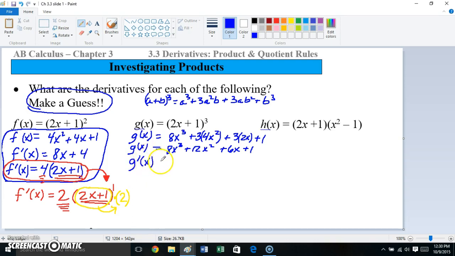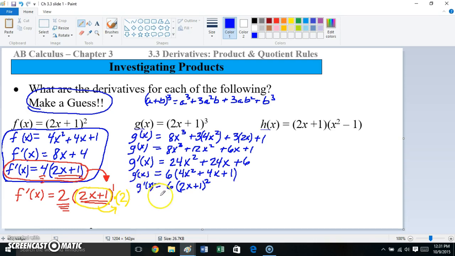All right, just using the power rule, our derivative would be 24x squared plus 24x plus 6. All right, I am going to factor as best I can. Pulling out a 6, we're at 4x squared plus 4x plus 1. Will 4x squared plus 4x plus 1 factor? I do believe it will factor into (2x + 1) squared. Okay, so that's kind of the long way.